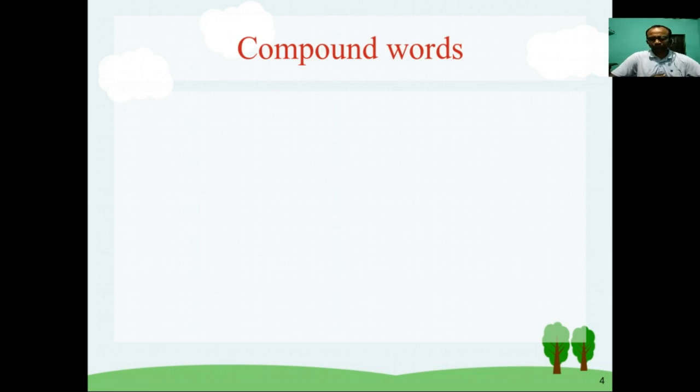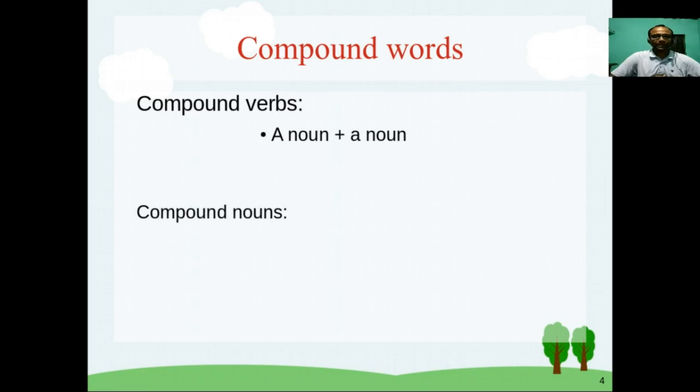We have two other compound words, compound verbs and compound nouns, but for hyphenation we take those compound verbs formed with a noun and a noun, and compound nouns which are also formed with a noun and a noun. Now let us give some examples so that we can clearly understand where to use the hyphens.